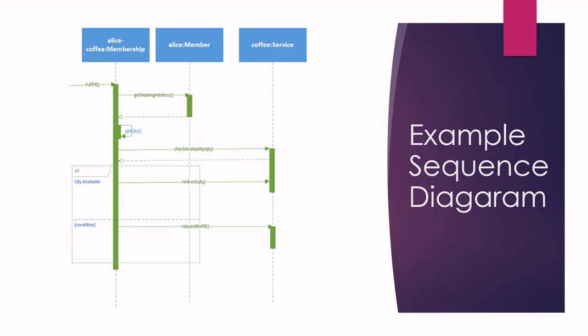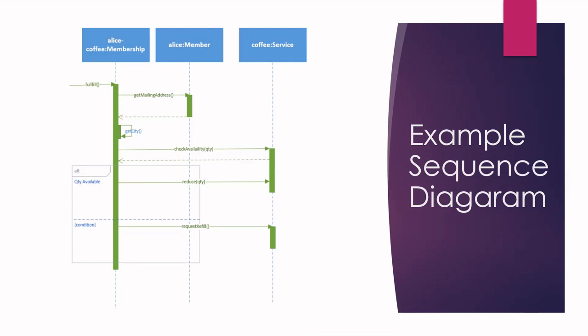Now there is a self call, a call to get quantity, which is part of the same object here. So it's not a call to another object, it's a call from within the same object, a recursive call or a self call. All right, now here we get the mailing address, here we get the quantity, and then we check the availability of the quantity with the coffee object.